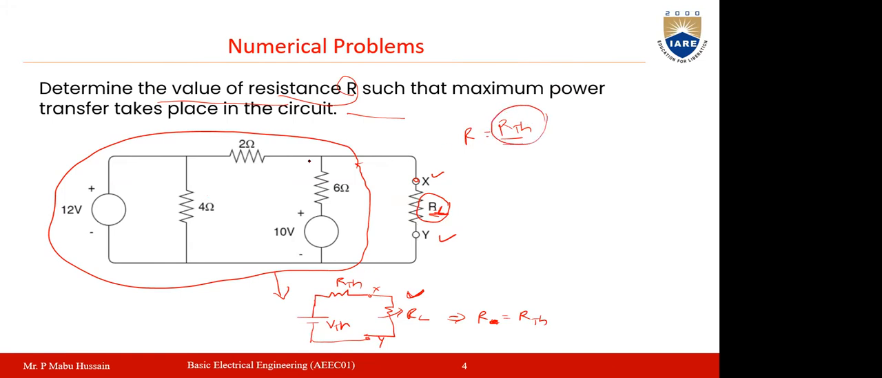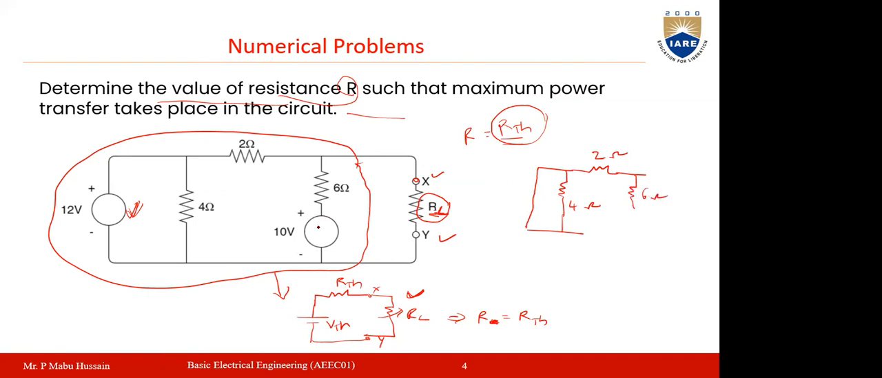Already you know, while determining the R Thevenin, you need to short circuit the voltage sources and open circuit the current sources. Here you have one voltage source, so that voltage source will be short circuited. Then here you have one resistance, which is 4 ohms, then you have 2 ohm resistance here, and then 6 ohm resistance here.